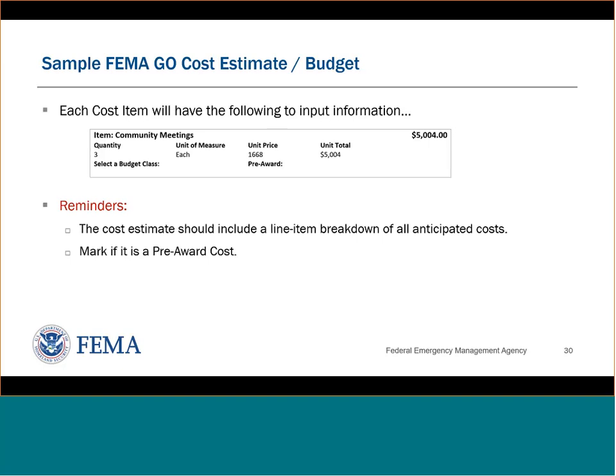A couple of reminders is just that please always be sure to include a line item breakdown of all anticipated costs. Details are fantastic. It helps us tie together that scope of work and work schedule. And then really importantly, again, if anything's a pre-award cost, making sure to note that so we can ensure that gets processed in that manner. And you can see here in the box, in FEMA Go, there'll be an area where you can check if it is a pre-award. So it'll automatically label it in the budget for you.